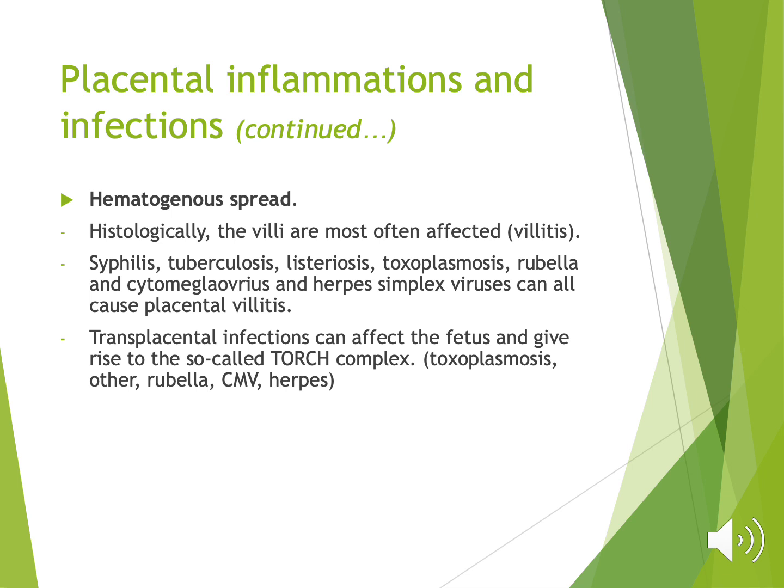The other route is the hematogenous spread, meaning the infection spreads from the mother's bloodstream into the villi. These are characteristic of syphilis, tuberculosis, listeria, toxoplasmosis, rubella, CMV, and herpes. All of these cause villitis. Collectively, these transplacental infections are named TORCH, which stands for Toxoplasma, others, rubella, CMV, and herpes. These are very important because they can cause congenital anomalies, ranging from structural anomalies, deafness, blindness, absent limbs, etc.